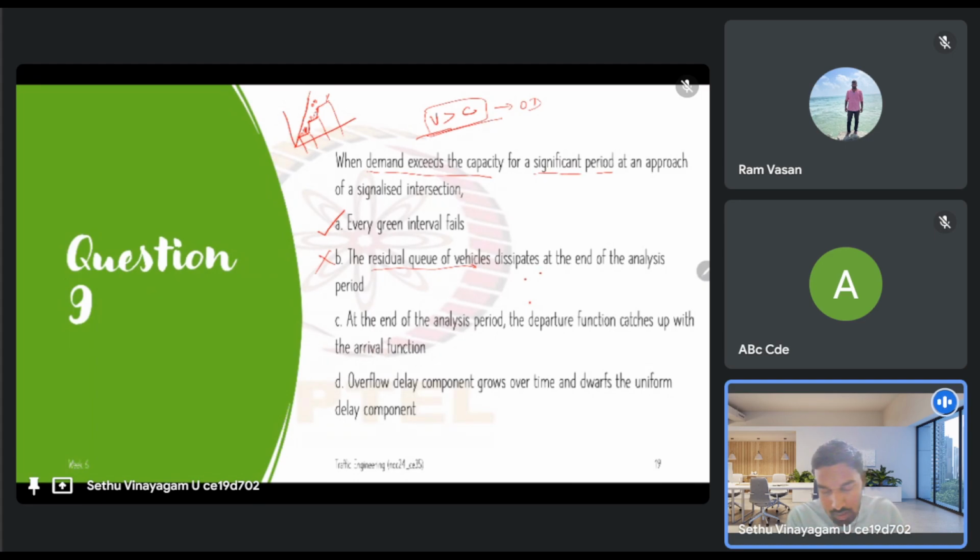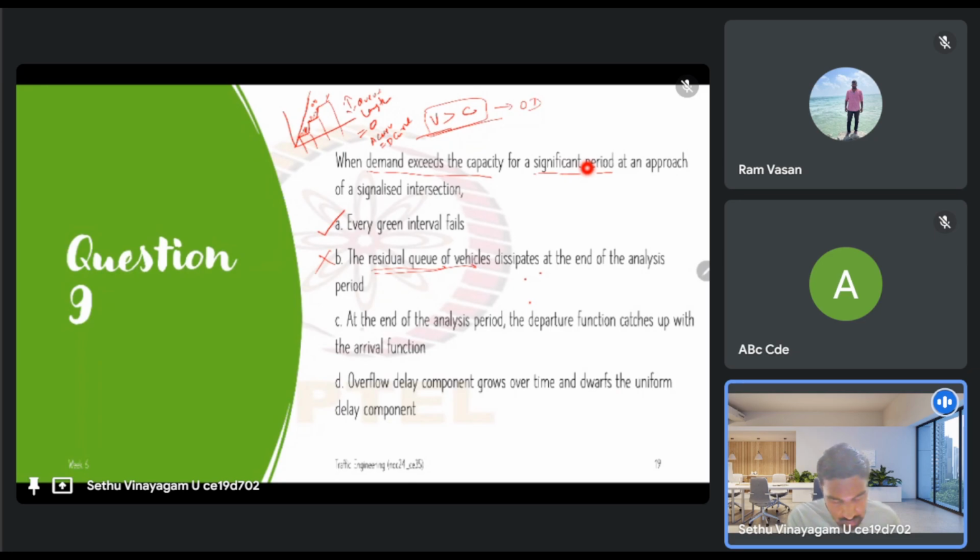Why? Because the vertical distance, as I said, is the queue length, right? So if queue length is equal to 0, it means the arrival curve is equal to the departure curve, right? So that's when the vertical difference is 0. But that is not happening in our case, which means that there will be some residual queue at the end of our analysis period.